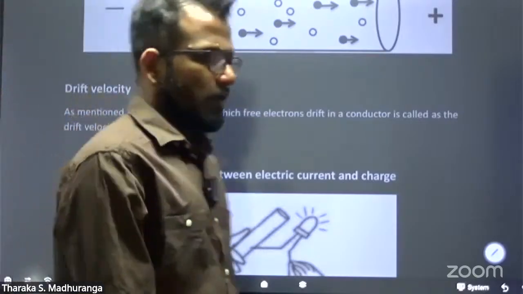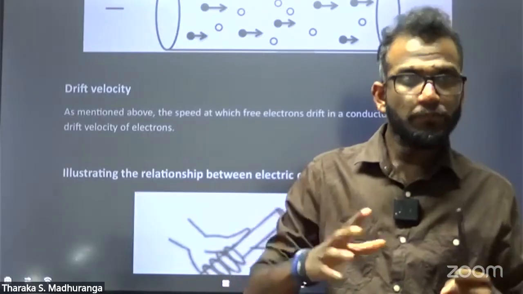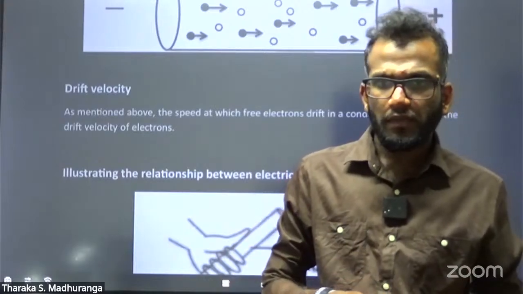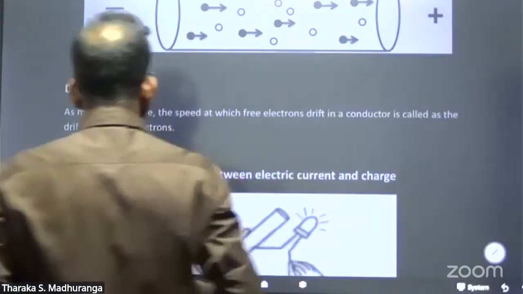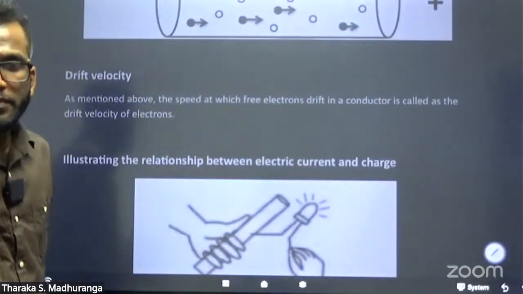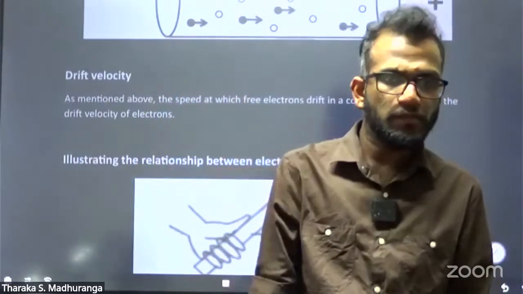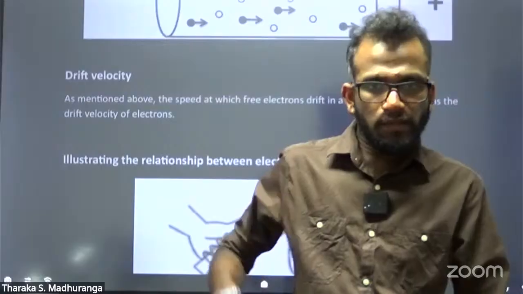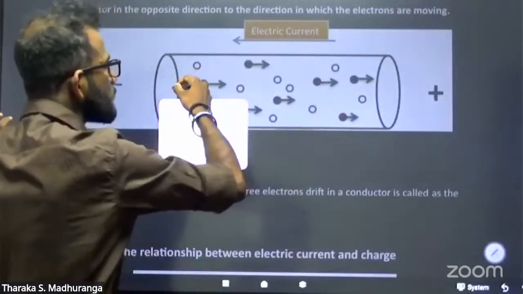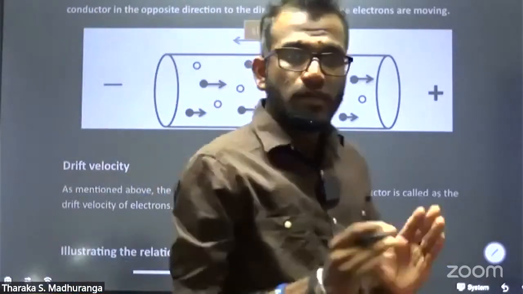Okay, these are basic terms, not complex things. The next one is drift velocity. What is the meaning of drift velocity? As mentioned above, it is the speed at which free electrons are drifting. The velocity with which these free electrons move through the conductor, from the negative side to the positive side, we call the drift velocity.